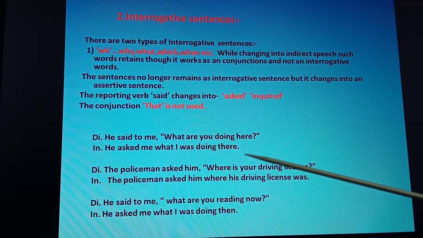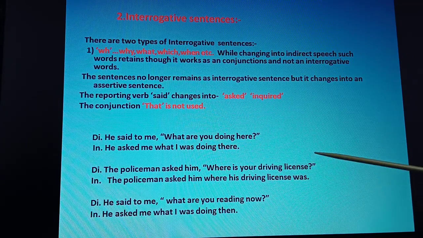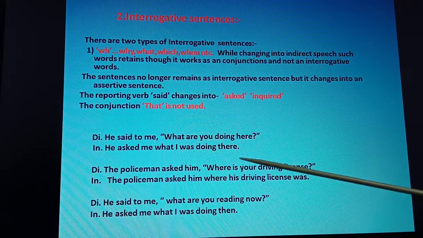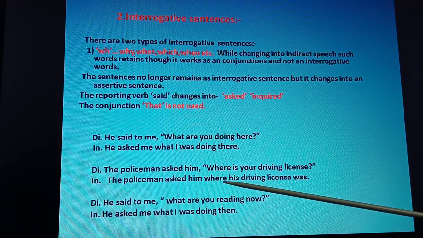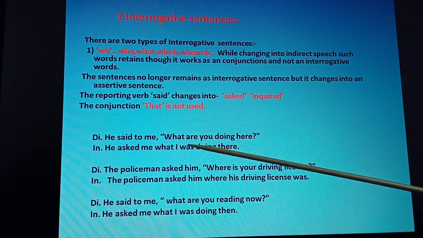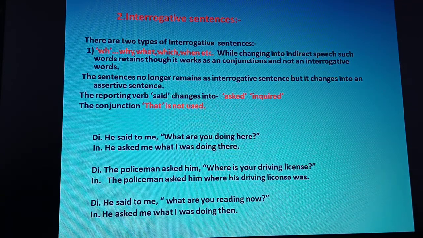The policeman asked him, where is your driving license? Understanding? Where is your driving license? Where is the question word. That will remain where, but here it will be a conjunction. Here also it is a conjunction. What I was doing there is in conjunction.